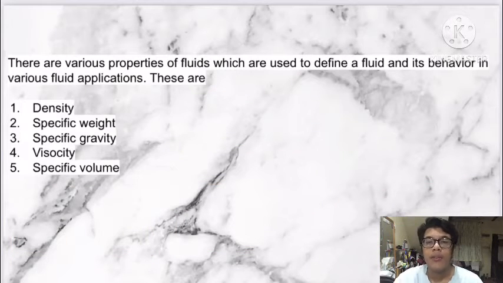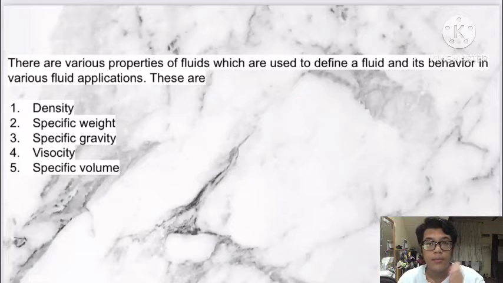There are various properties of fluids which are used to define a fluid and its behavior in the various fluid applications. There are five types of fluid properties: density, specific weight, specific gravity, viscosity, and also specific volume.